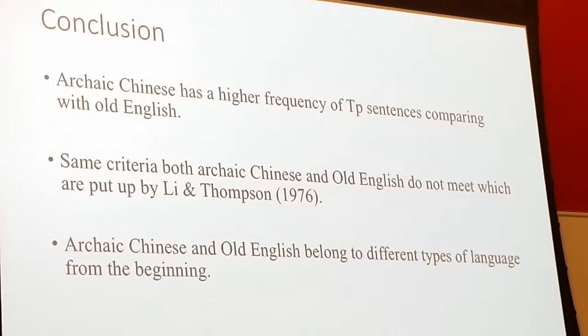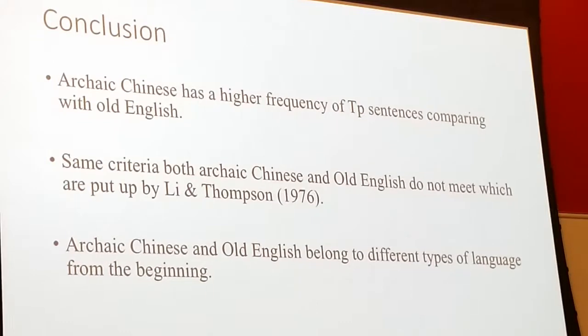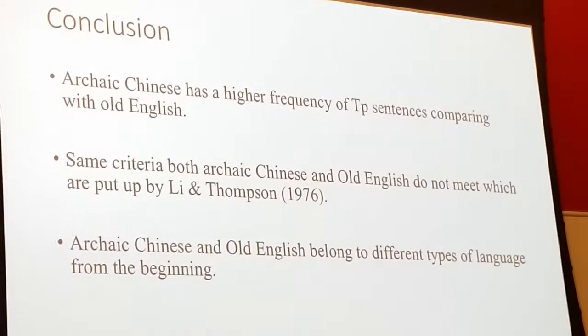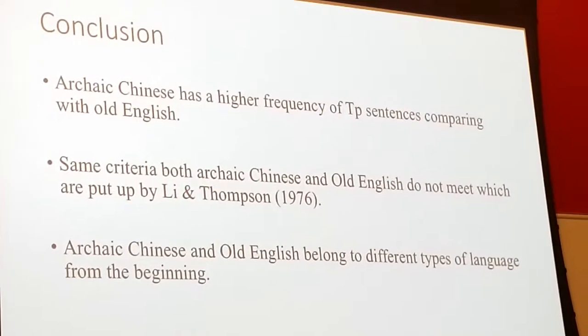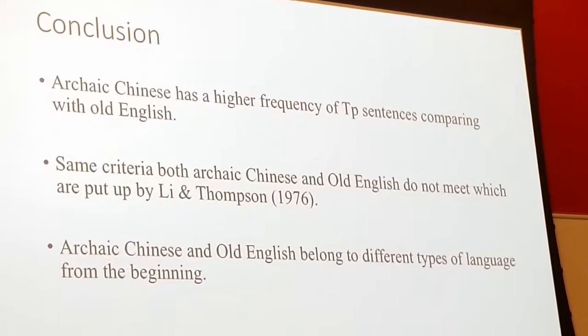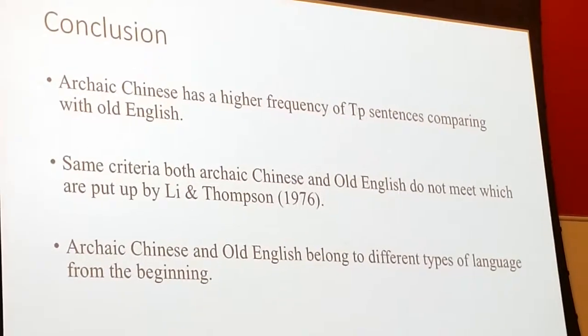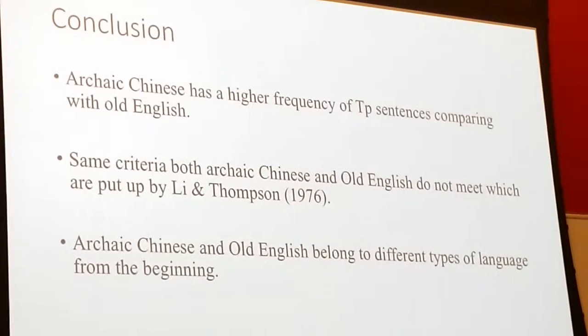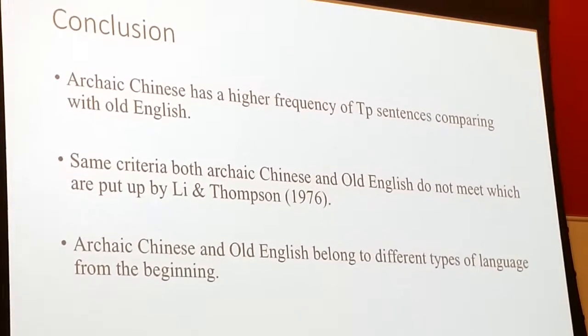And the third conclusion I came to is that Archaic Chinese and Old English belong to different types of language from the beginning. As you see from the usage of topic markers, we can conclude that English tends to be more subject-prominent, and Archaic Chinese can be more regarded as topic-prominent.